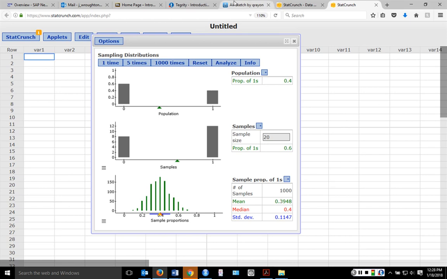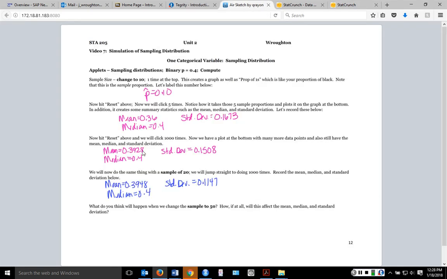Now that I have all those numbers, let's compare them. The means were pretty close. The medians were exactly the same. The standard deviation did change a little bit. Let's just remind ourselves of what I changed. Up here, we were taking a sample of 10 beads. Here, we were taking a sample of 20 beads. So if you had to predict what's going to happen if I change my sample to 50 beads.